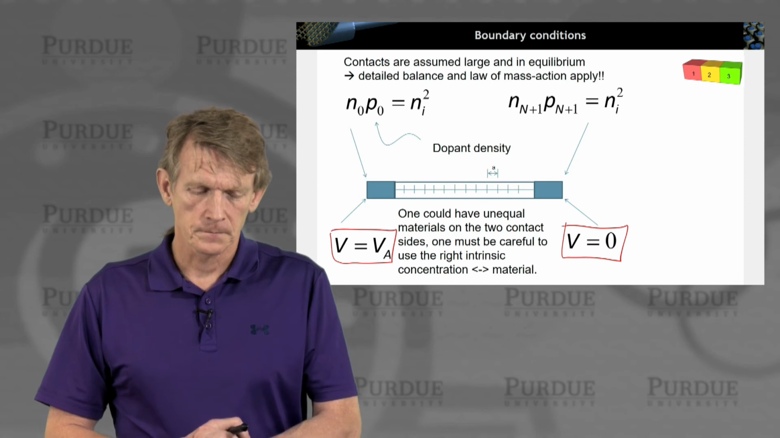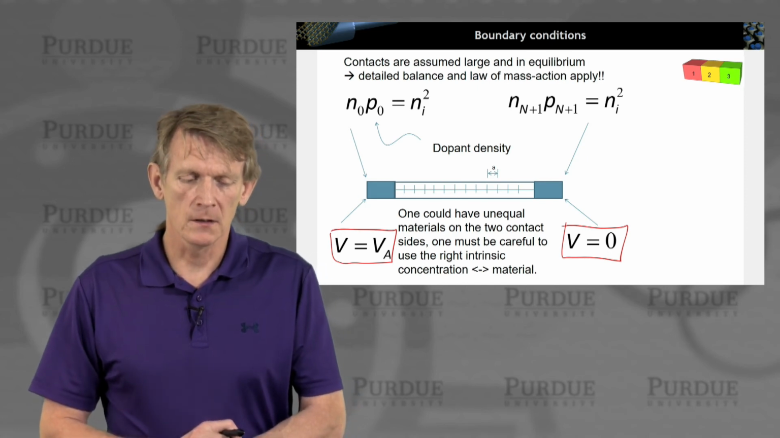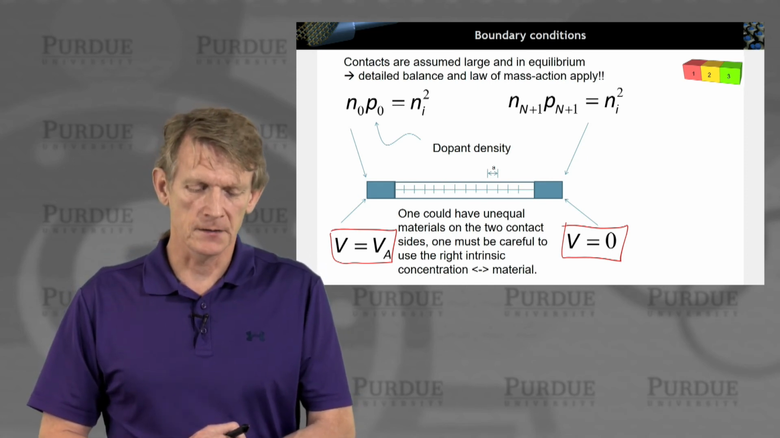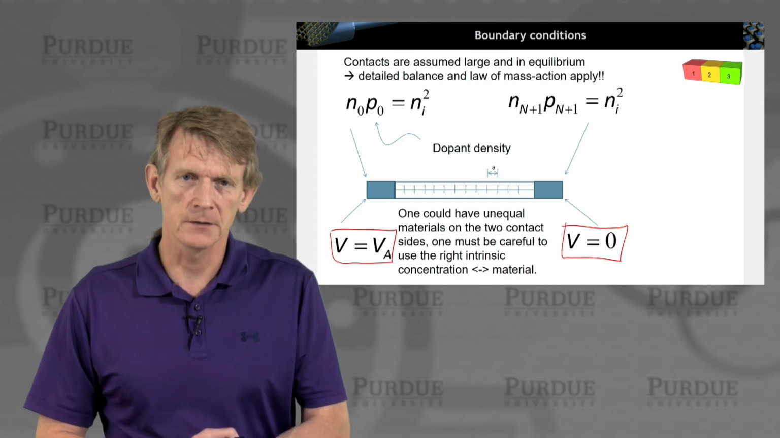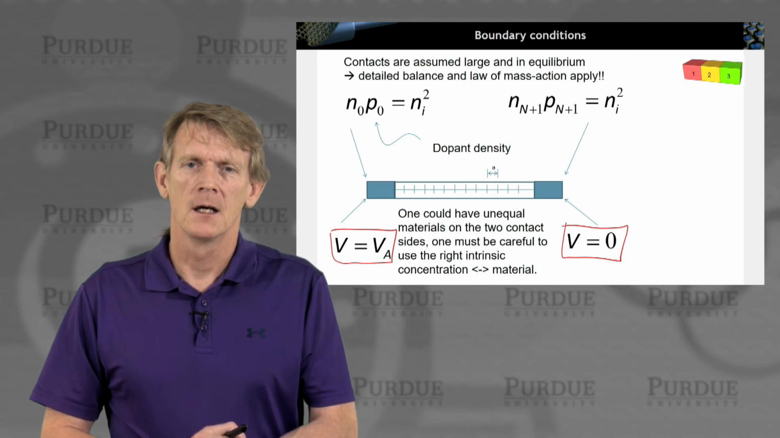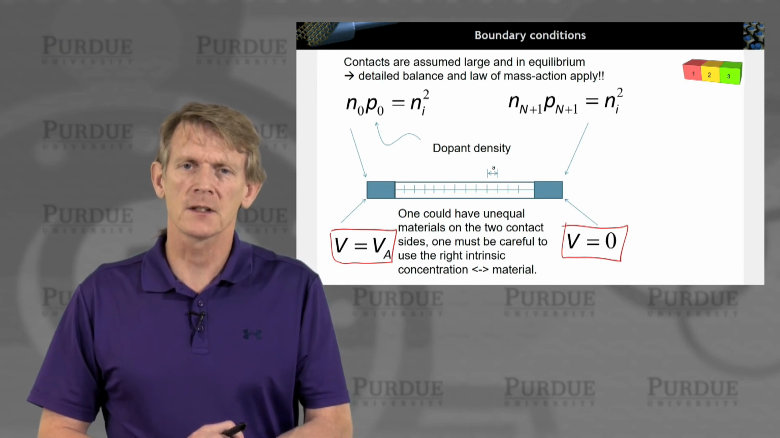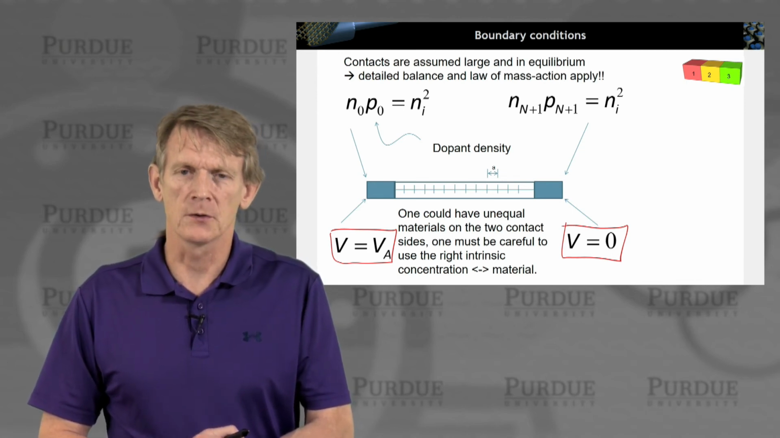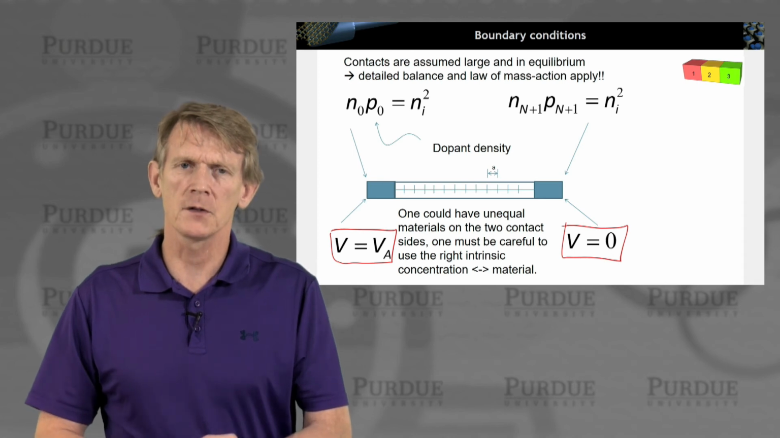All right. If you had unequal materials on the two contact sides or two different temperatures, you have to be careful what you consider the correct intrinsic concentration related to the material. So just be careful what you do.